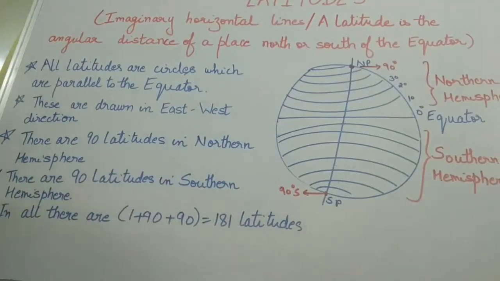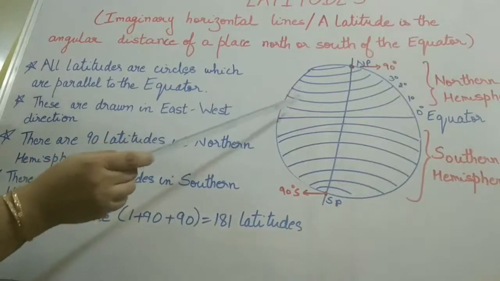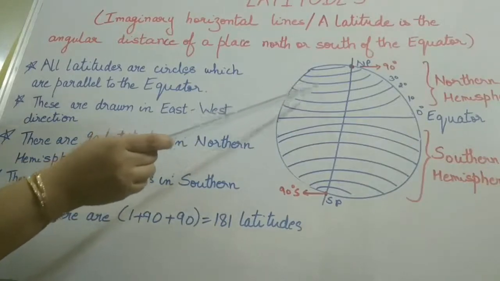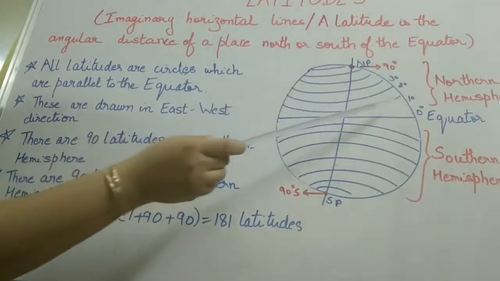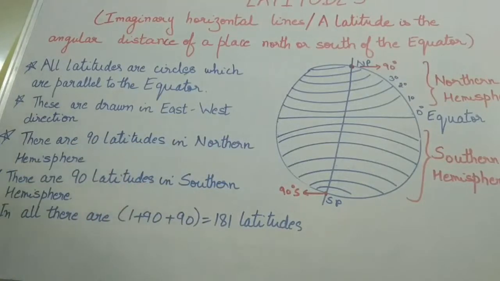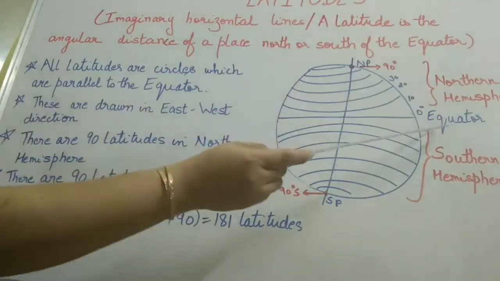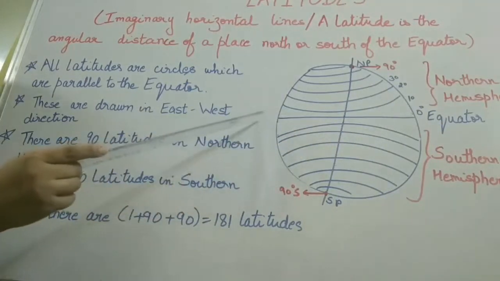All latitudes are circles which are parallel to the equator. That means the distance between each line is the same. They are semicircles, but still they are parallel. These are drawn in east to west direction.